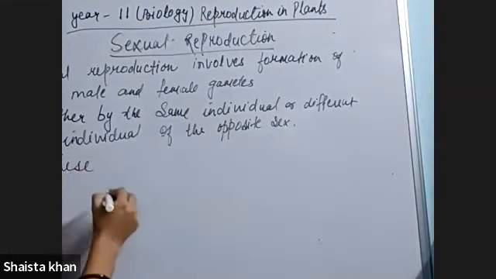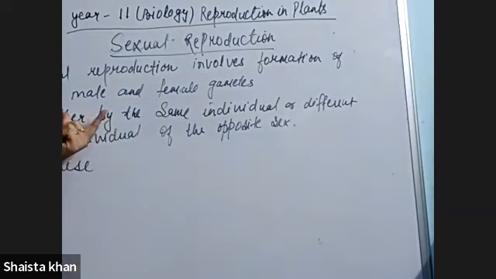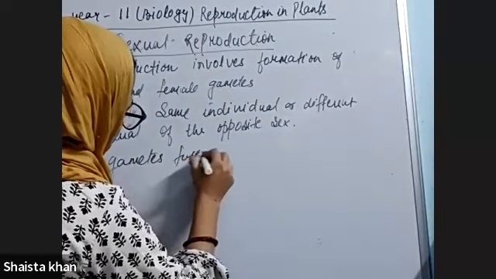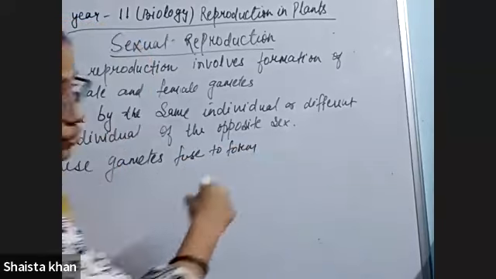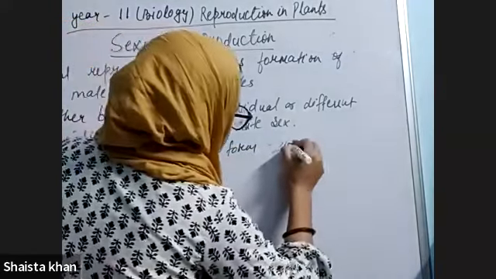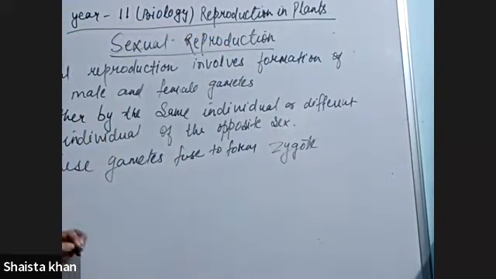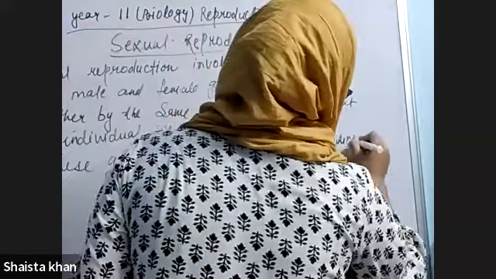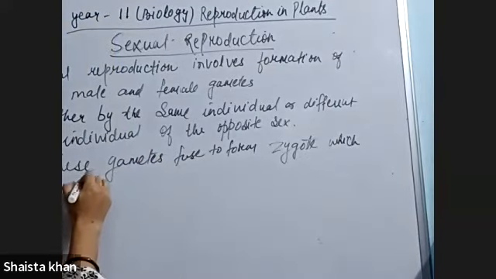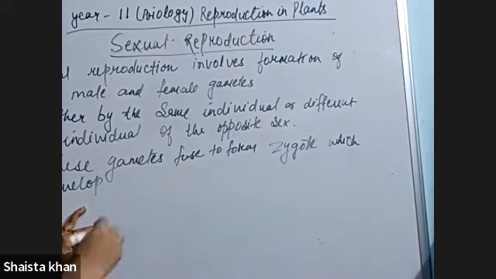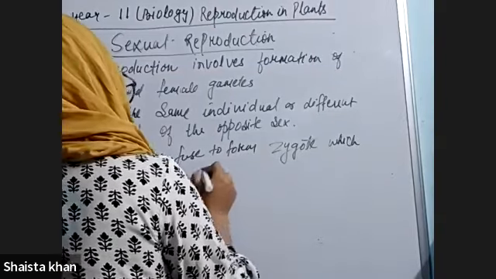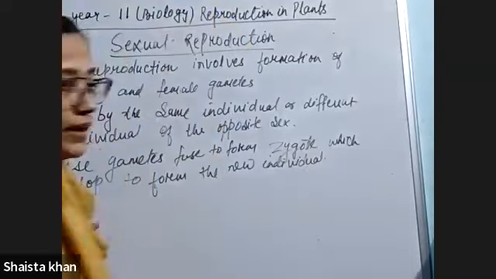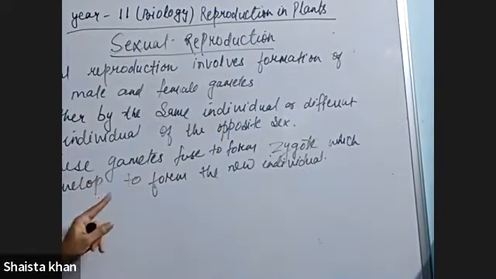So these gametes, female gametes and male gametes, fuse to form zygotes. The zygote develops to form the new individual. Okay, I hope it is clear to you all.